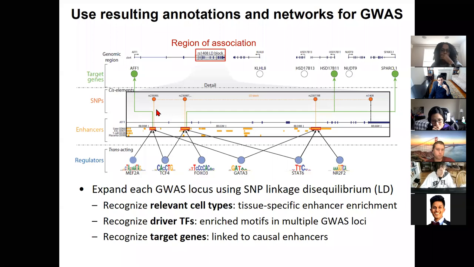You then can ask, what are the enhancers that those SNPs overlap? What are the cell types where SNP-overlapping enhancers are enriched? What are the genes whose expression is correlated with these enhancers? And what are the upstream regulators whose motifs are enriched in these enhancers? So that gives you the components that we were looking for: finding the target genes, finding the cell type of action, finding the causal nucleotides, and finding even the upstream regulators.